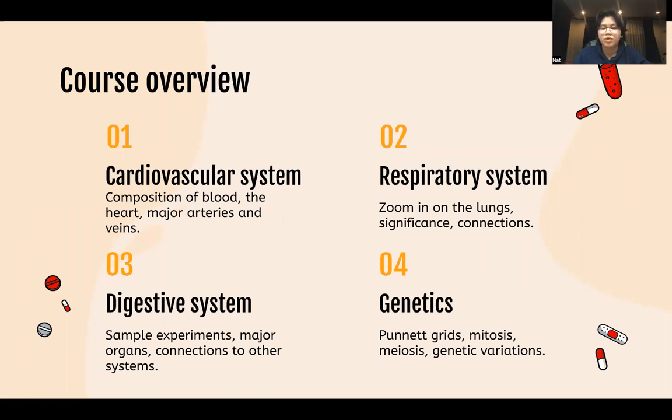In the second lesson, we'll be going over the respiratory system. We'll zoom in on the lungs and the significance of each part, and we'll also make connections to the cardiovascular system. In the third lesson, we'll be learning about the digestive system. We'll have sample experiments, we'll learn about major organs, and we will connect it to the respiratory system and cardiovascular system. In lesson 4, we'll be learning about genetics. We'll learn about Punnett grids, mitosis, meiosis, and genetic variations.